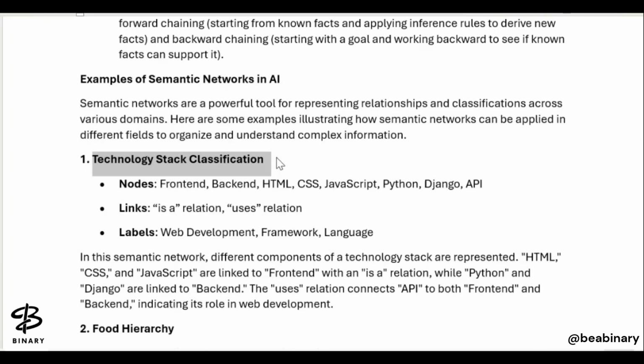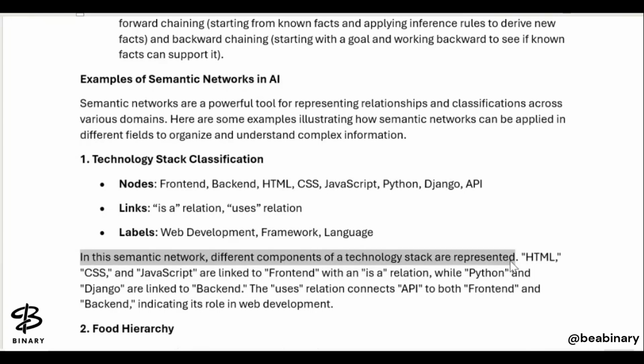We are talking about the different concepts and technologies here: the front end, back end, HTML, CSS, JavaScript, Python, Django, and API. The links use a relation type of relationships, and the label somewhere refers to a complete framework, somewhere to the Python language. The nodes are representing concepts of web development. So in this semantic network, different concepts of technology stacks are represented.